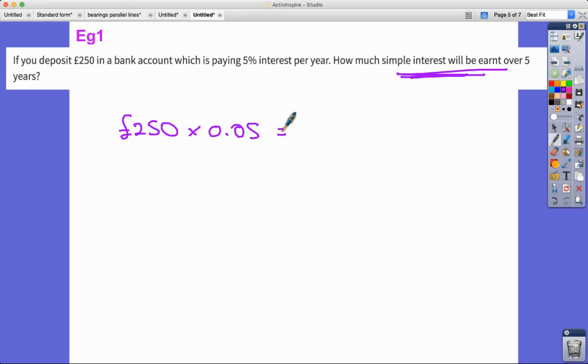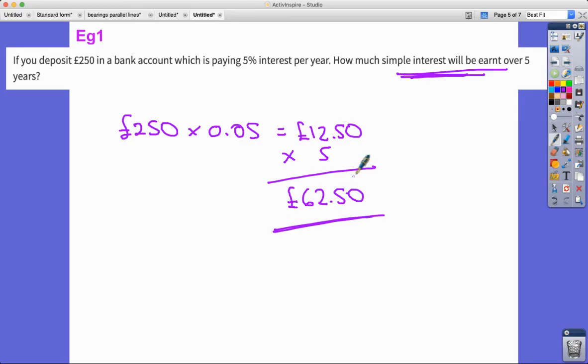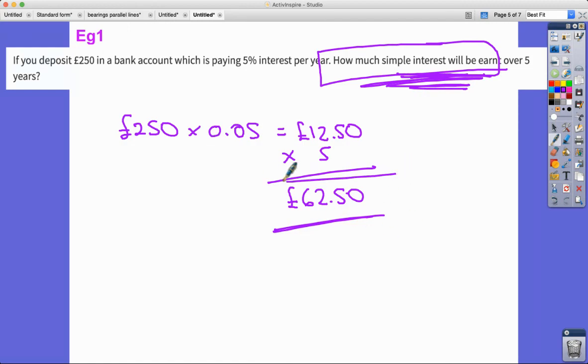So 250 times 0.05 is £12.50. Get that for 5 years. So times that by 5, £62.50. And that is how much simple interest will be earned. So actually we've answered the question. We don't have to go and add it back onto the 250 or anything. That's the answer. Really easy questions to answer. But obviously if it was compound interest, we would be earning a lot more.